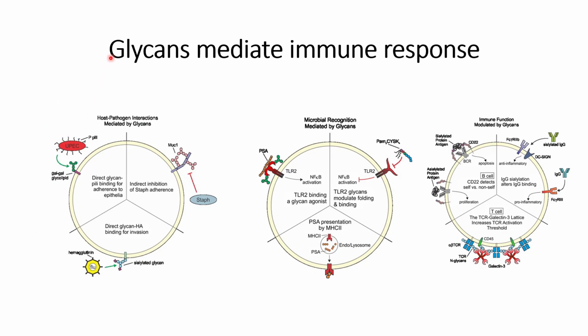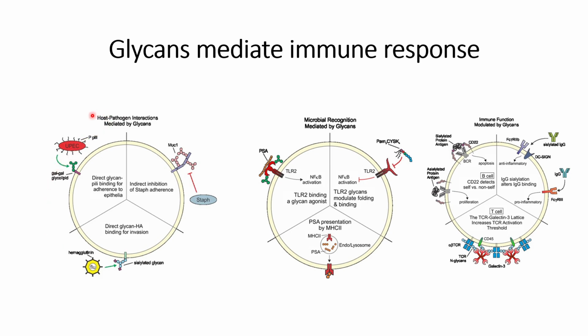In this video we will discuss how glycans can mediate the immune response. Whenever a pathogen or any foreign harmful substance tries to attack the host cells, the immune response gets activated and acts against those harmful foreign substances.